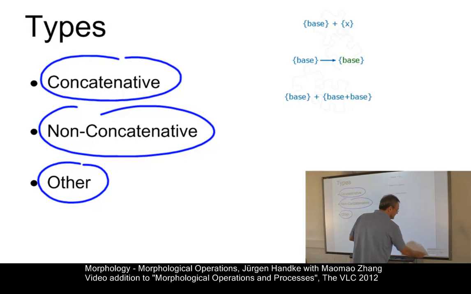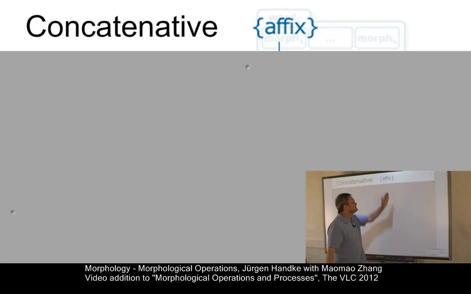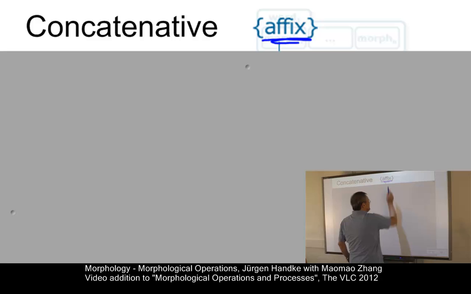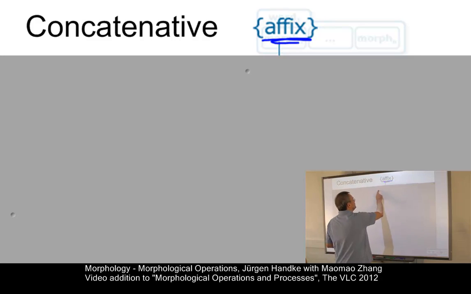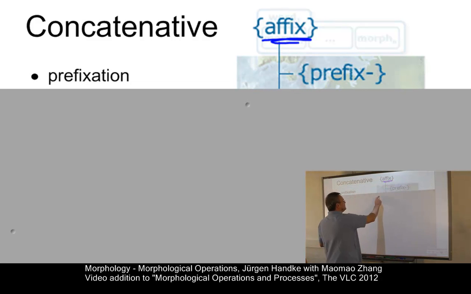Let's start with concatenative operations. As you can see here on top, there's the term affix, first of all, because many people associate concatenative operations with affixation. And this is the simplest and most direct means, perhaps, by which a language can mark a category in terms of grammatical properties. The material that is added is referred to as an affix. The operation is called affixation. Depending on their position in relationship to the base, affixes can be called prefixes, and the operation would be prefixation.